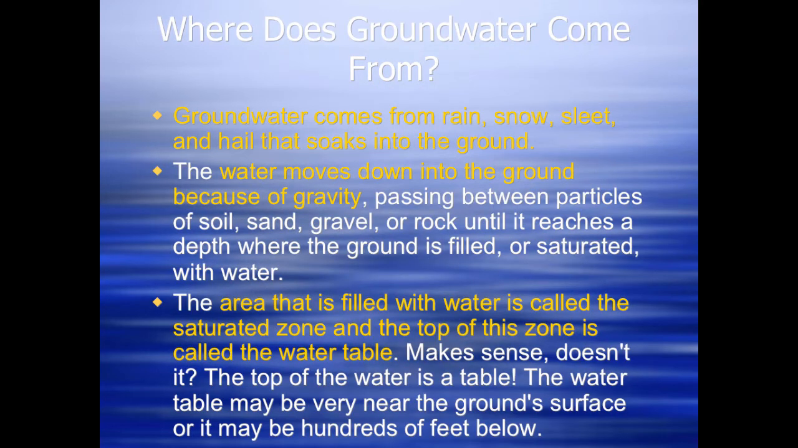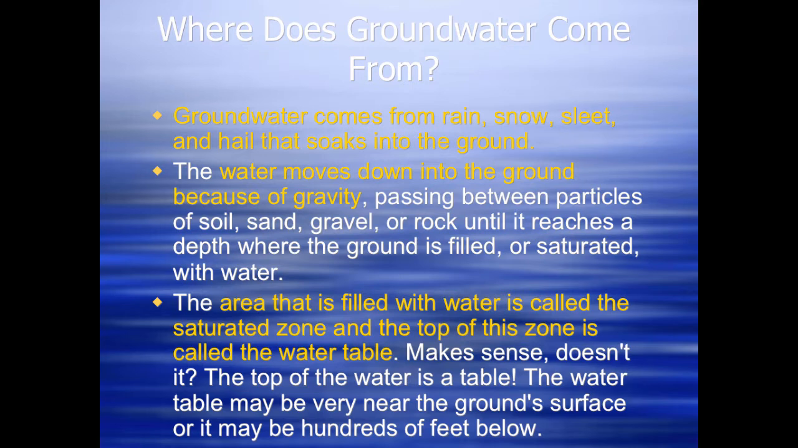So where does groundwater come from? Groundwater can come from rain, snow, sleet, or hail that soaks into the ground. Pretty much when any form of precipitation hits the ground, so we are going to kind of review the water cycle a little bit, it absorbs into the ground, it actually gets stored into what we call a water table or the watershed that happens under the ground.